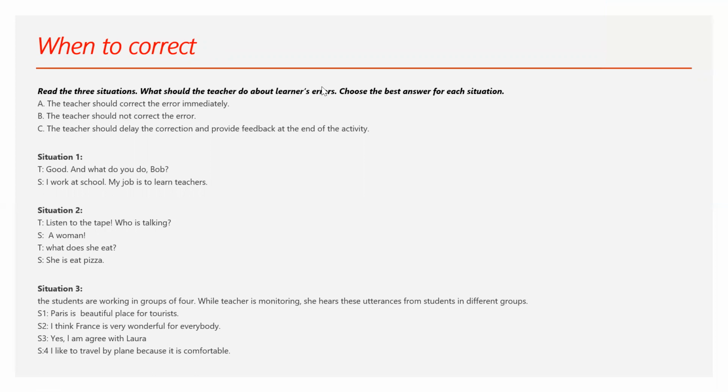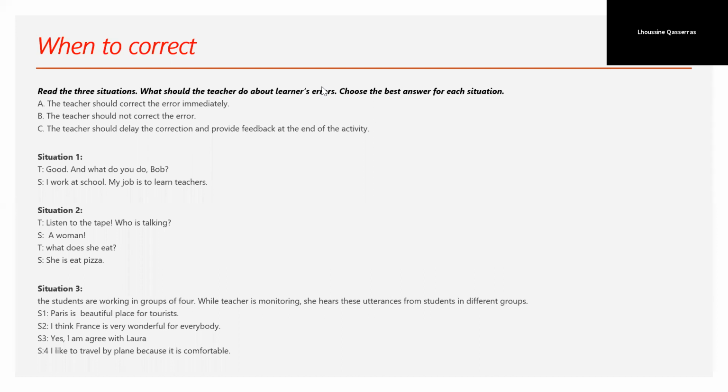Okay. So here, I want you to read the 3 situations. What should the teacher do about learners' errors? Choose the best answer for each situation. So there are 3 occasions. The first one, A, the teacher should correct the error immediately on the spot. B, the teacher should not correct. Another time, no, I'm not going to correct anymore, or no need. And C, the teacher should delay, postpone the correction, maybe till the end of the session, and provide feedback at the end of the activity.